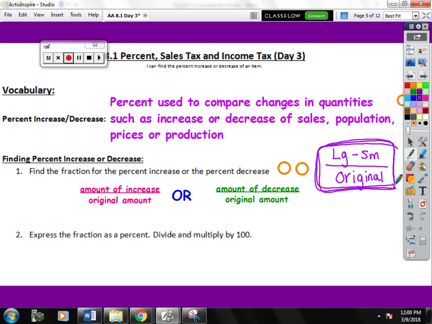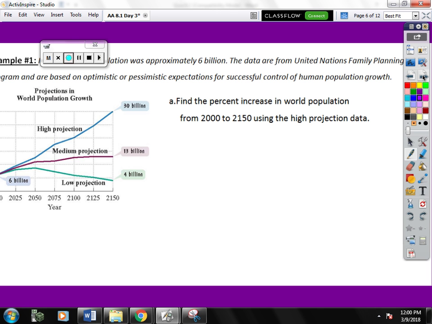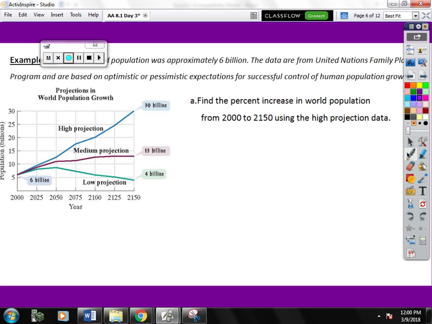We don't have a lot of questions. This is good. So the first one, we have a graph given to us from the year 2000. It was approximately 6 billion at the time. And they want us to find the percent increase in world population from 2000 to 2150 using the high projection data. Okay, so the high projection data you can see is the top one. So its prediction is 30 billion at the end. At the beginning, they tell us that it was 6.